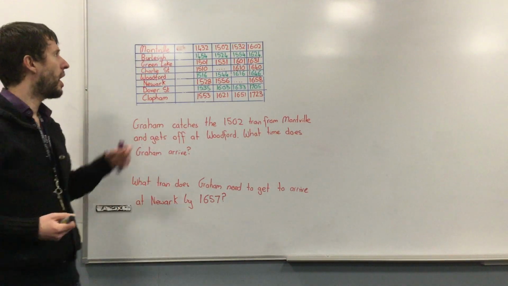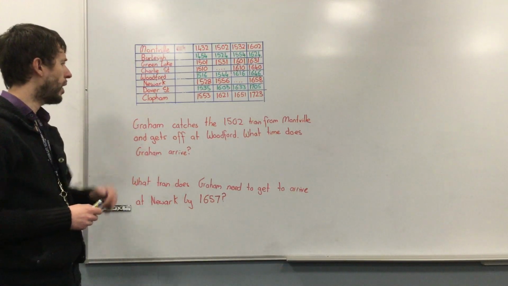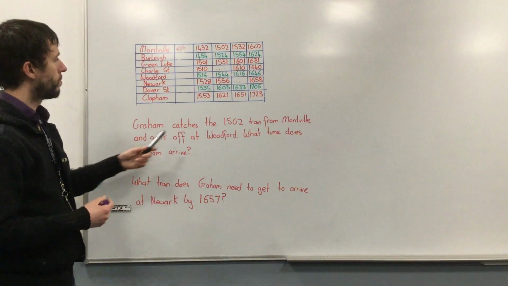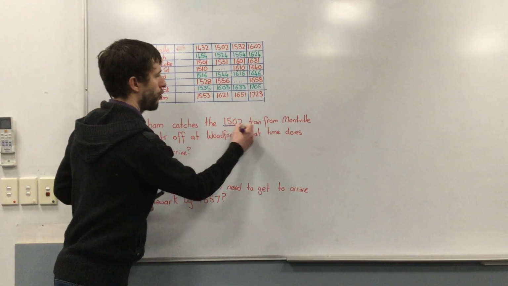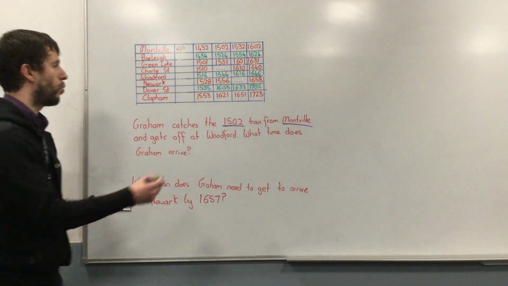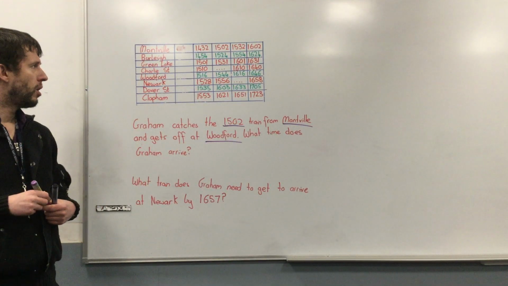So now we understand the timetable, let's go through these questions. Graham catches the 15:02 train from Montville and gets off at Woodford. What time does Graham arrive?